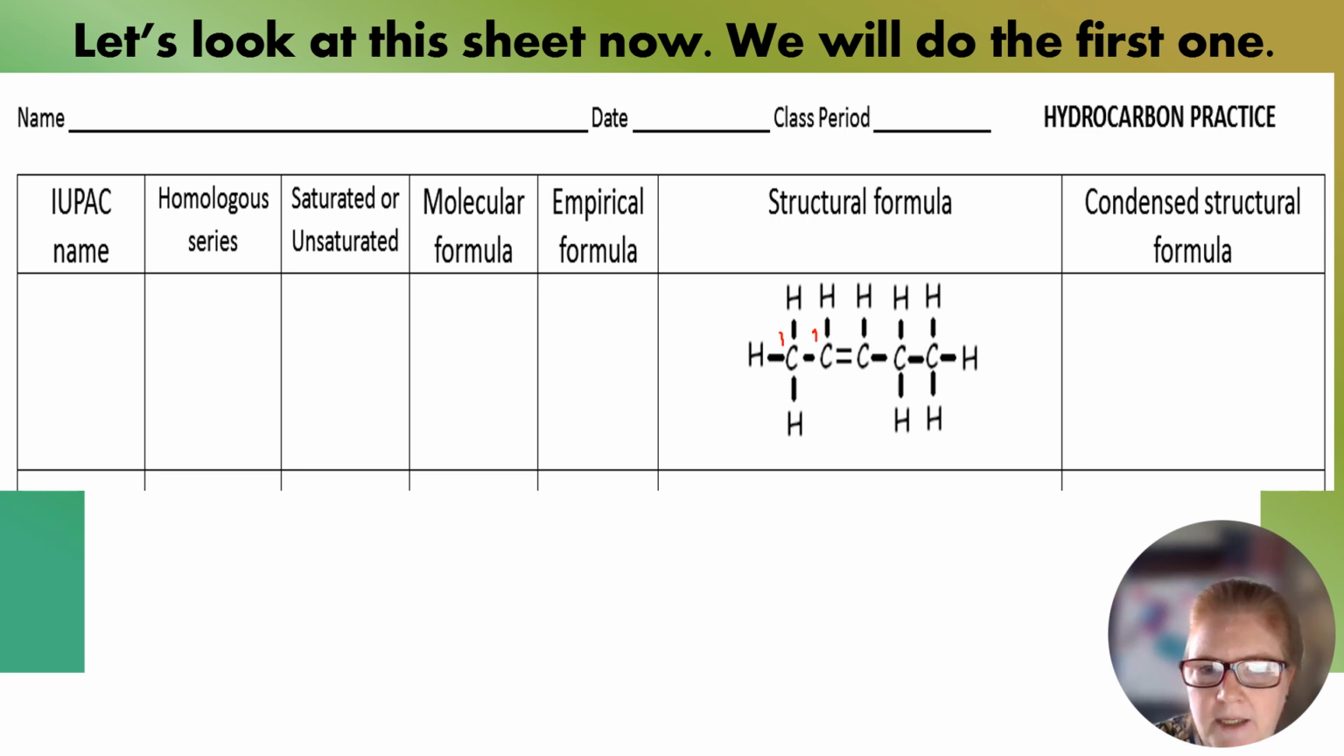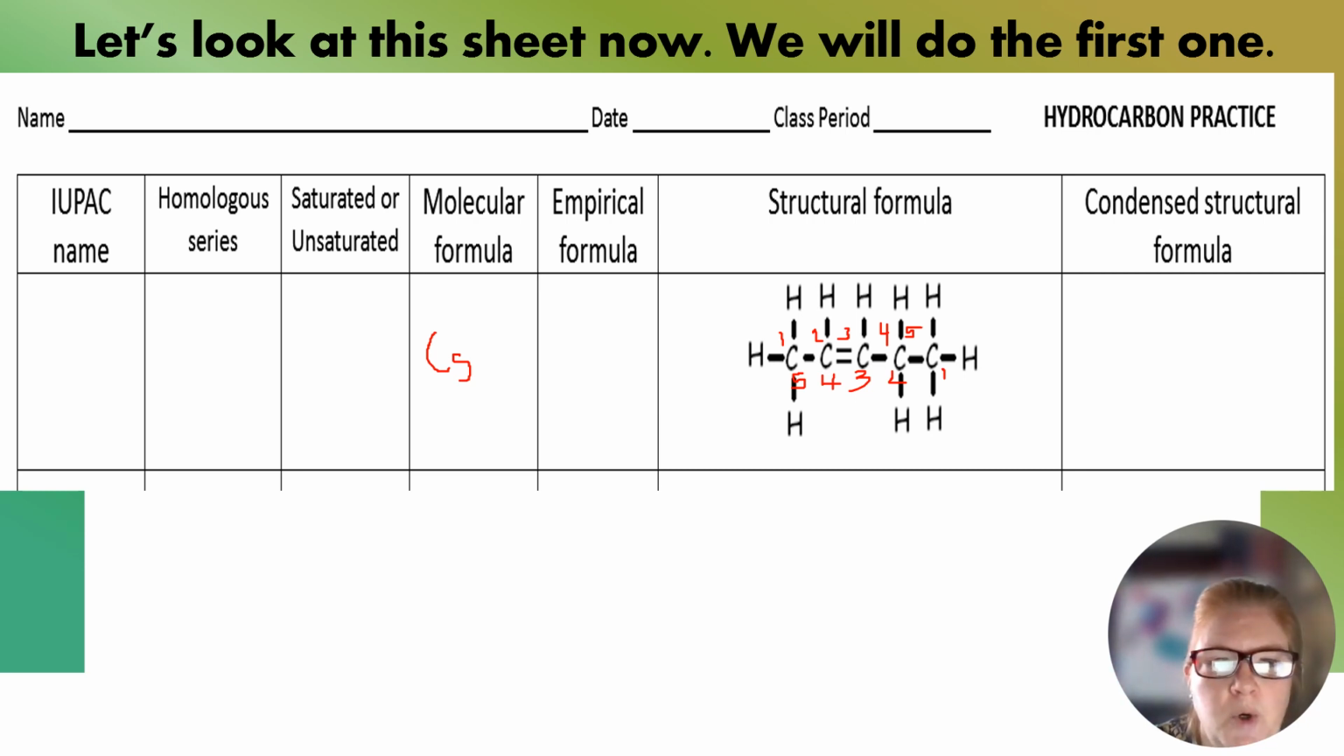So I could go this way, 1, 2, 3, 4, 5, right? Or 1, 2, 3, 4, 5. So I have 5 either way. So my chain of carbons is 5. So I know I have C5 for my molecular formula. Now numbering them is only going to matter when I get to the next step.